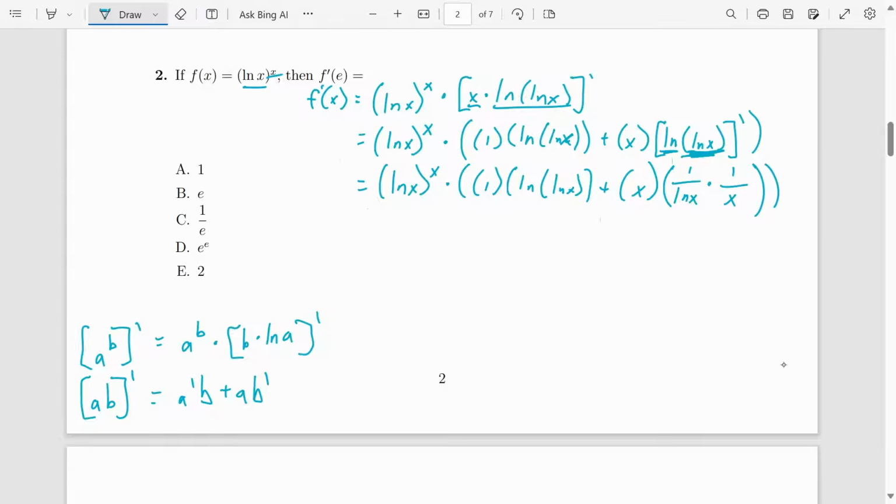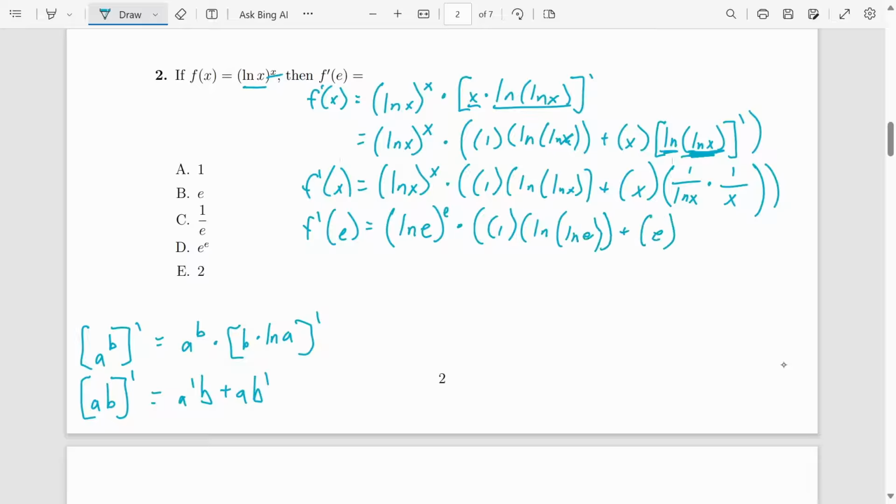And then after that, we now have our full f prime of x. So now that we have that, we can go ahead and plug in e. We can find f prime of e. So plugging in e, we get ln of e to the power of e times 1 times ln of e plus e times 1 over ln of e times 1 over e.